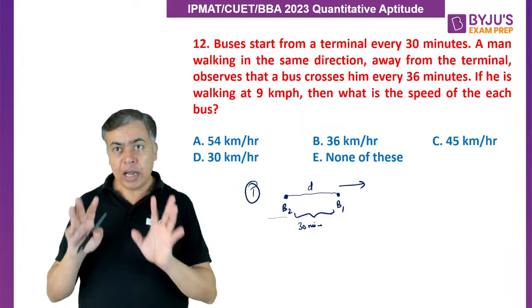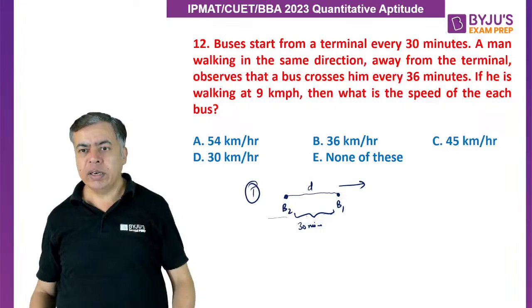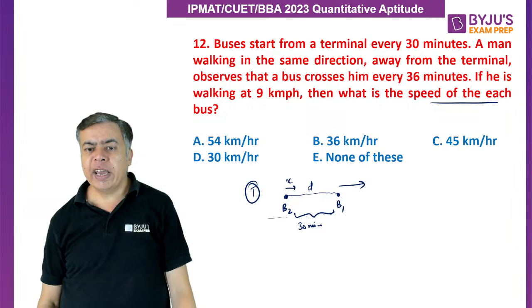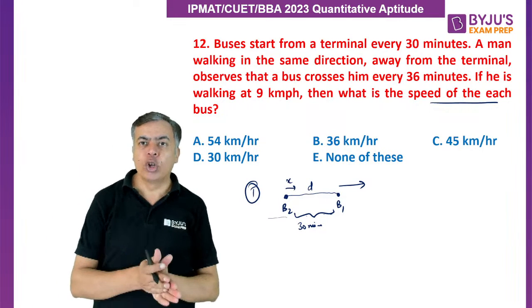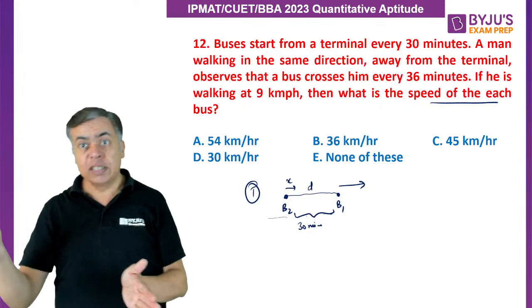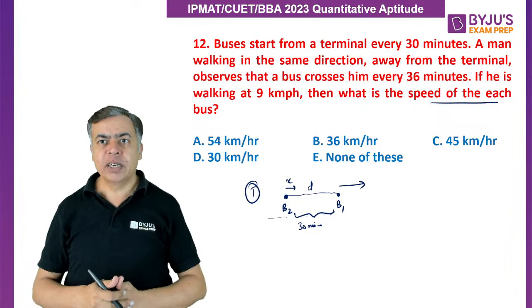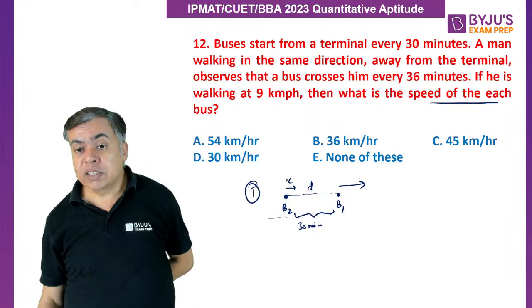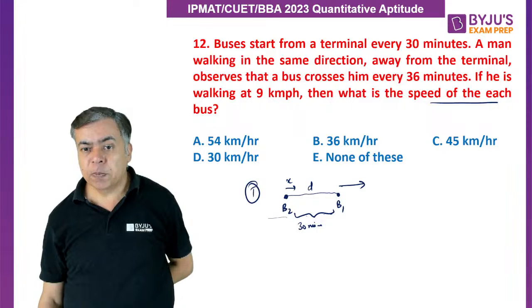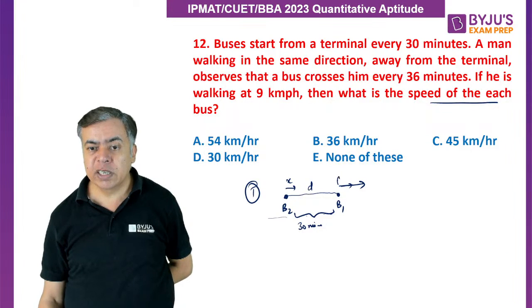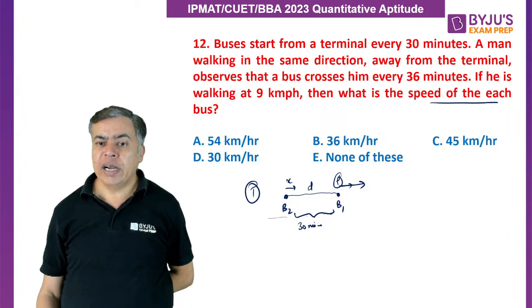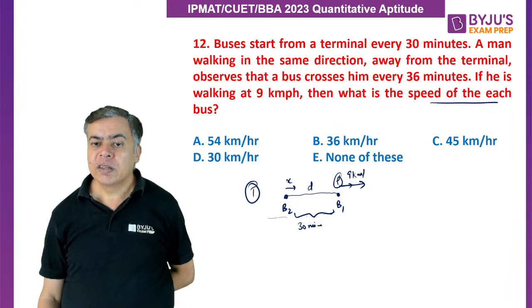At the speed of the bus. So he's talking about the speed of each bus. Let's say the speed of the bus is x. So at speed x, the bus B2 will reach where B1 is right now in 30 minutes. Now, because this person is moving, here the person is also there. This person is moving at 9 kilometers per hour.